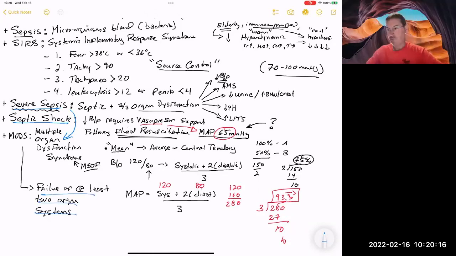And people in MODS tend to have a very high rate of morbidity and mortality. Mortality rates can be over 50, 60, 70% in some of these patients. And they're at risk for all sorts of other problems, right? They're at high risk for developing kidney injuries, what we call an AKI or acute kidney injury, because their kidneys aren't being perfused. And then that can progress to full-on renal failure.